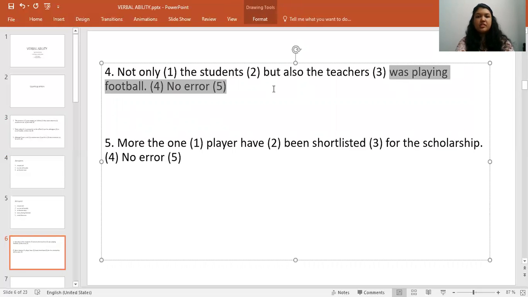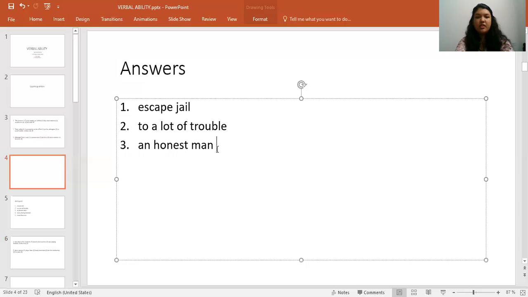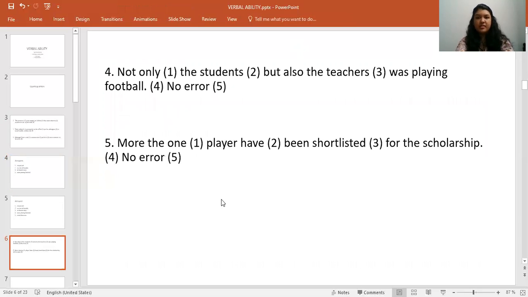As you can see, it is followed by a plural. It should be were. So teachers were. This correction we'll be doing in our answer sheet as were playing football. So the correct sentence will be, not only the students but also the teachers were playing football.